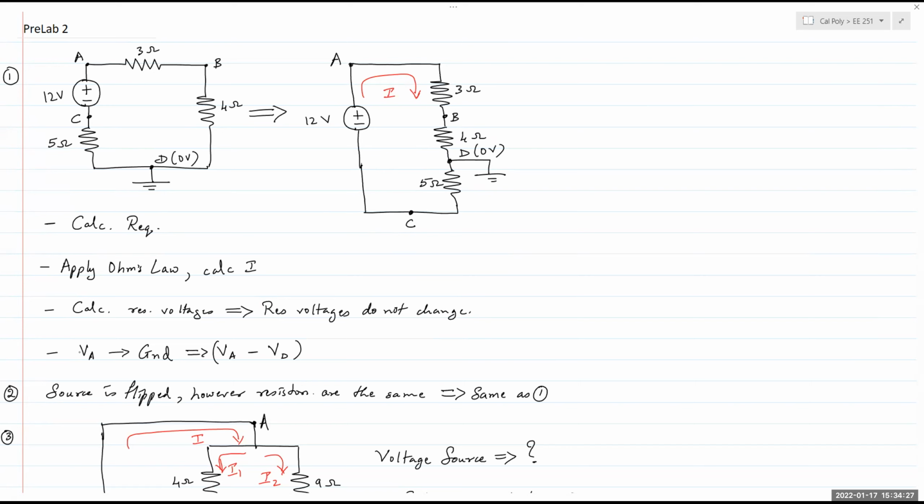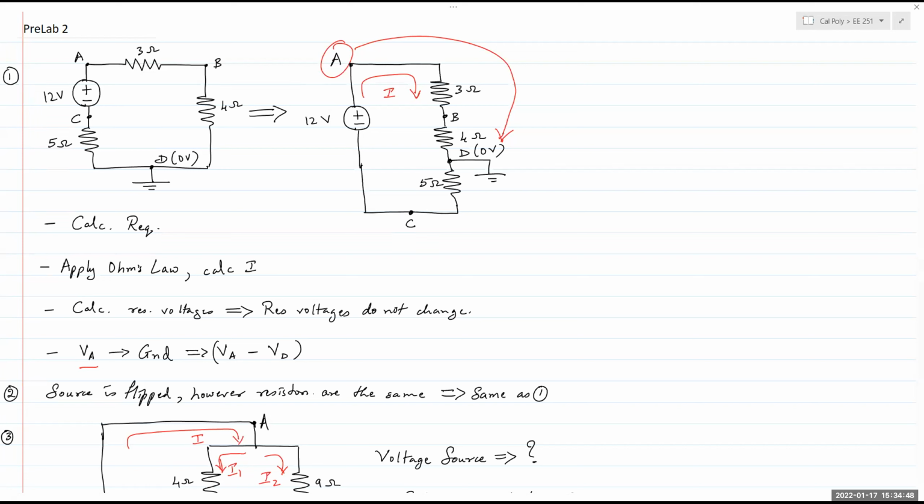Now, for instance, if you're trying to measure VA, well, VA means you're trying to measure the voltage at node A with your reference point at ground, right there. VB similarly means calculating from B to D, and VC means from C to D.